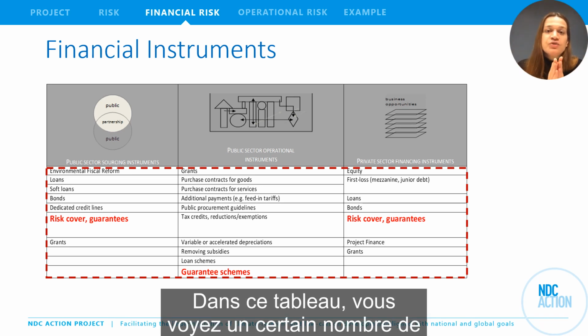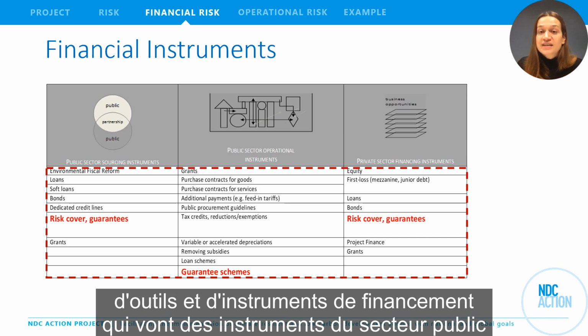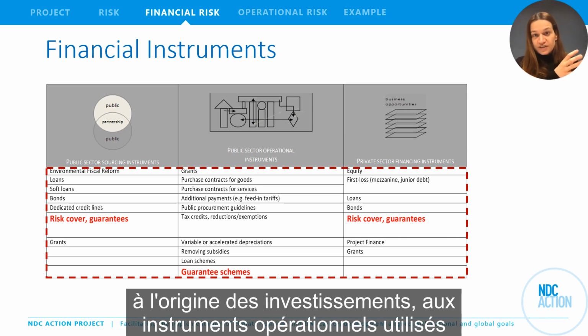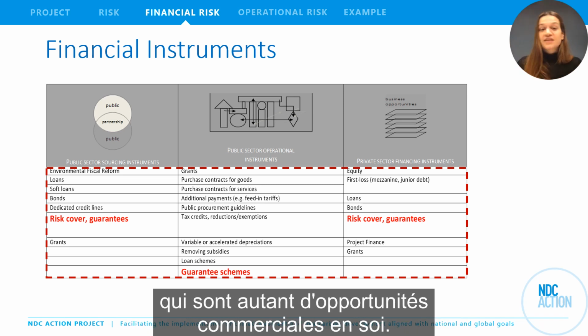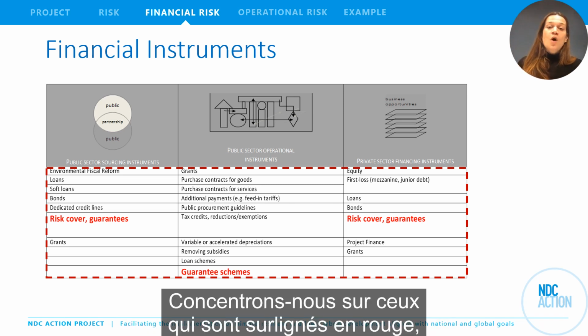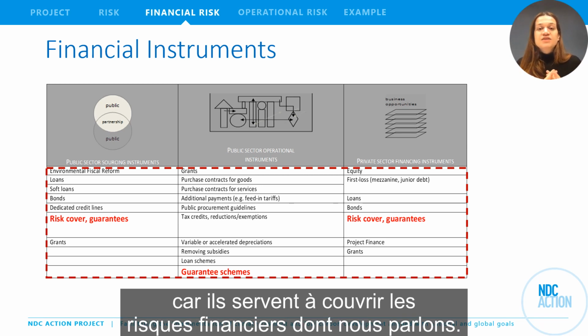In this table, what you see are a number of financing tools and instruments that range from public sector instruments to source investments, to operational instruments used by the public sector, to private sector financing instruments that are business opportunities in themselves. Let's focus on the ones that are highlighted in red, as these serve to cover for the financial risks that we are discussing.